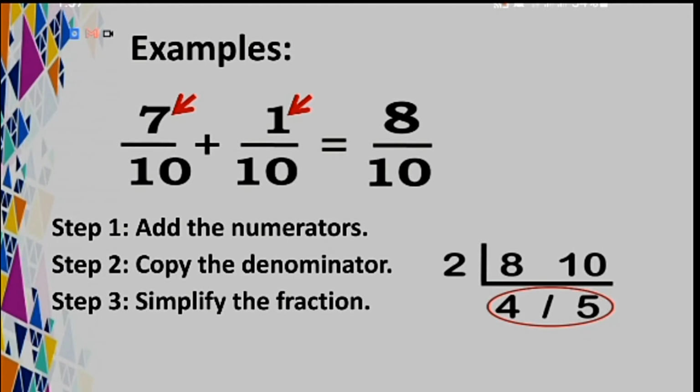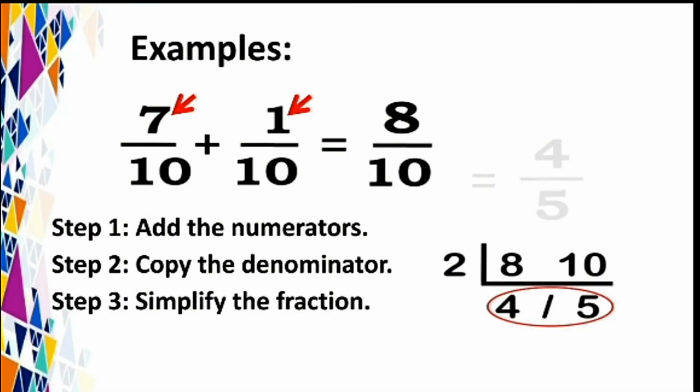Tama, hindi pa. Dahil ang numerator at denominator ay parehong composite numbers, ibig sabihin, pwede pa silang i-factor out. So, step 3 tayo, simplify the fraction. So, yung 8 and 10, i-divide natin sa kanilang common factor or GCF, which is 2. 8 divided by 2 equals 4, and 10 divided by 2 equals 5. So, the lowest term of 8/10 is equal to 4/5.